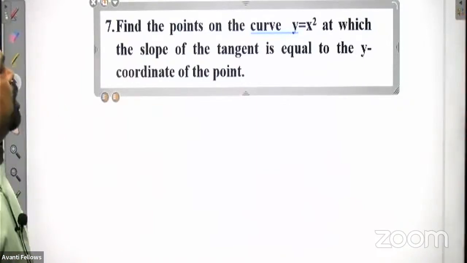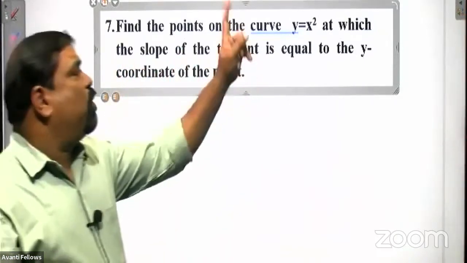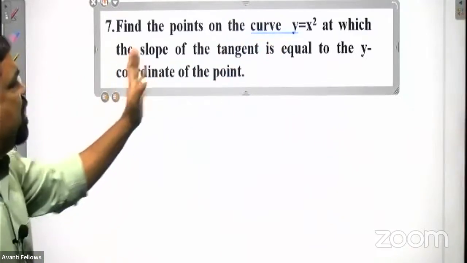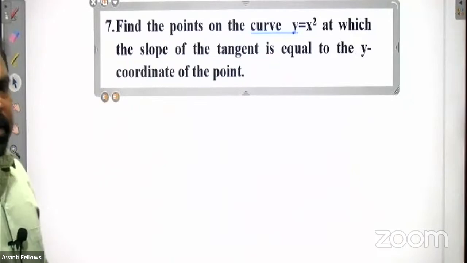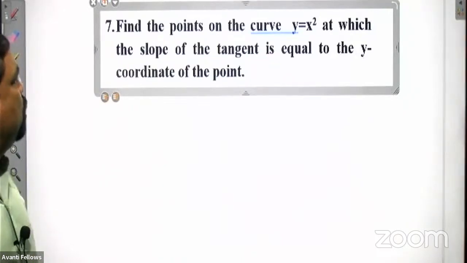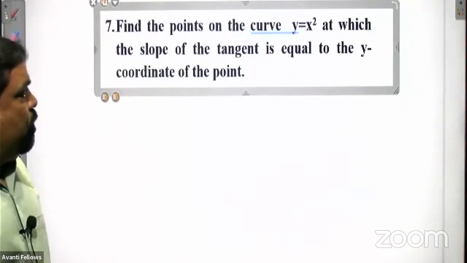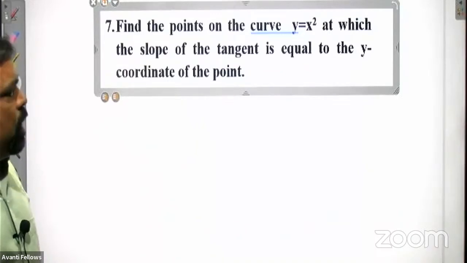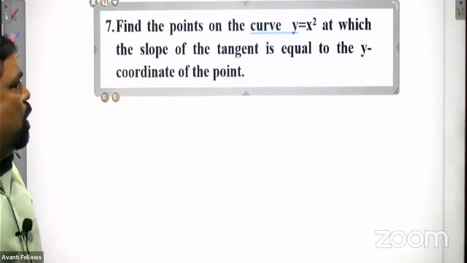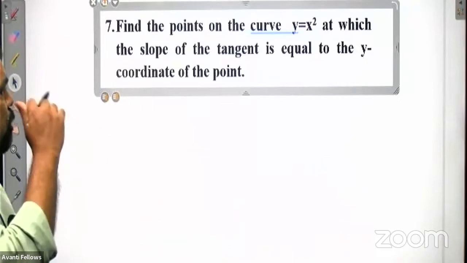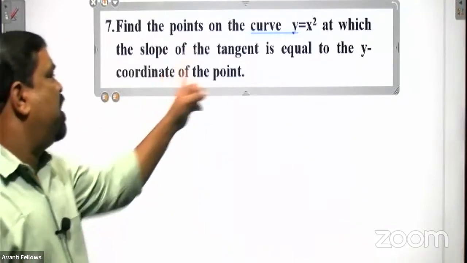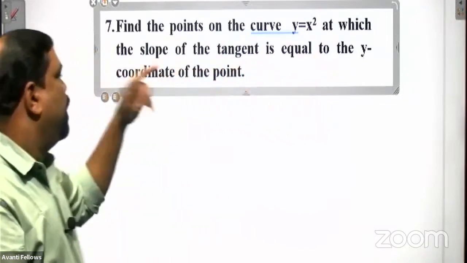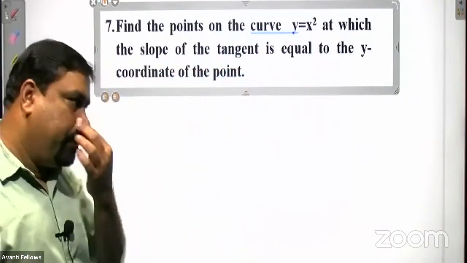Oh, no problem. Okay, so find the points on the curve y equal x square at which the slope of the tangent is equal to the y coordinate of that point. So note it down. So a curve is given, y equal x square, and on that curve we have to find the points which satisfy this condition. The slope of the tangent is equal to the y coordinate at that point.